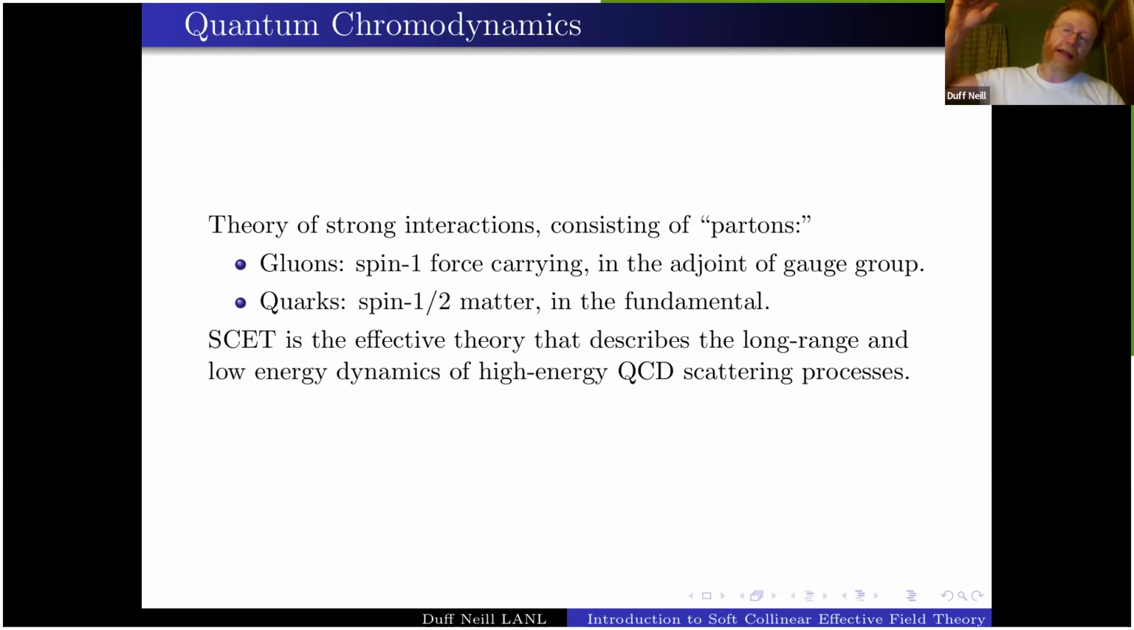And so there are going to be very many decades of energy scales between those two. We would need to be able to describe the dynamics across all of those decades of energy scales in order to give an appropriate description of the QCD scattering process. And this is what SCET has been formulated to do.